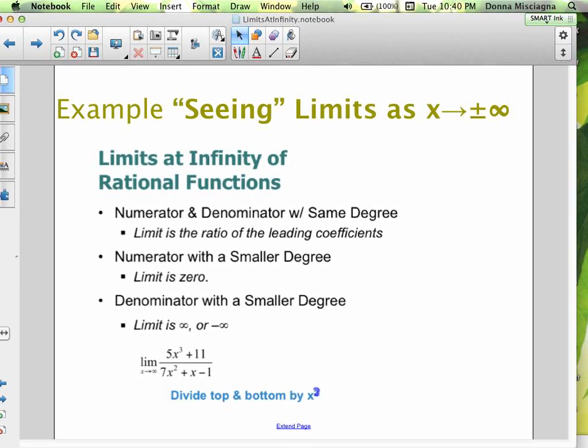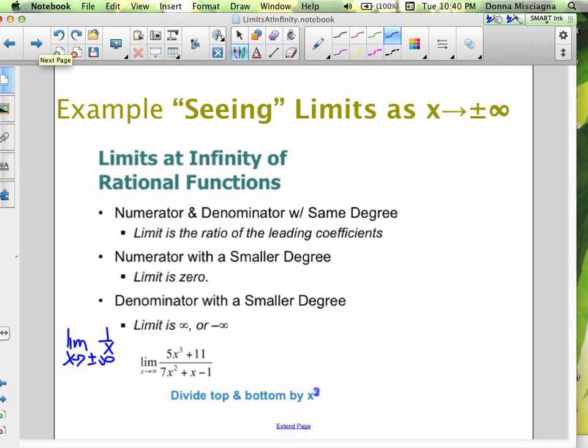And so the justification, however, is our property. Dividing by that highest power of x, and the fact that our limit as x approaches positive or negative infinity of 1 over x, or any constant over x raised to any power, is always going to be 0. So let's practice this one using the property.